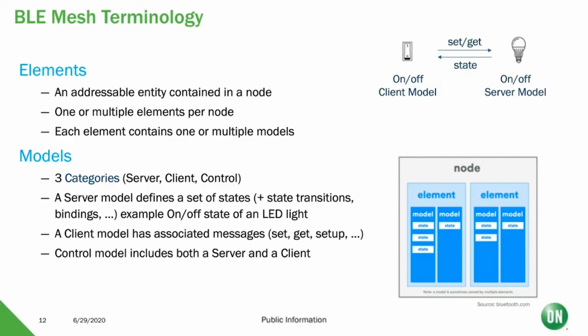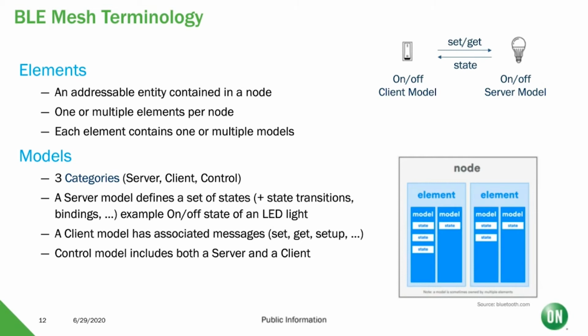A model is something that encapsulates the entire behavior. And just like we have seen with messages, models also at a high level come in like 3 varieties. One would be a server model, a client model, and what's called a control model. Think of the server as something that has state in it, and it defines how the state transitions happen. It defines what the bindings are. If you have multiple states, how do the states interact with each other?